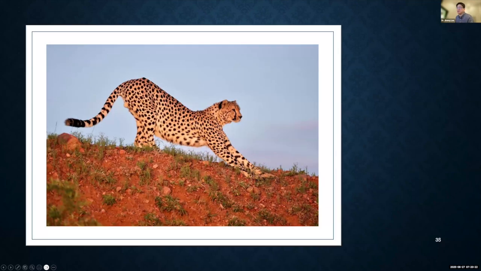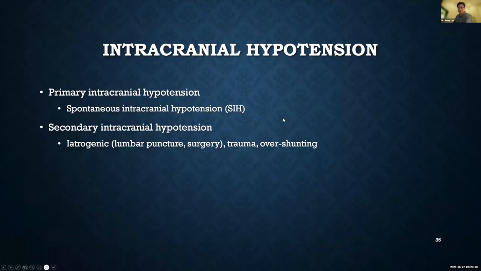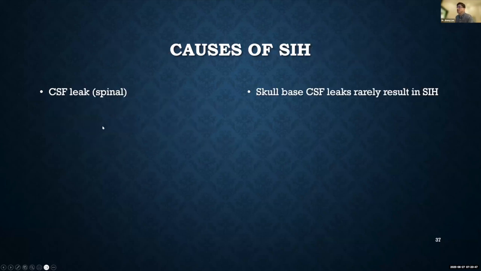So this is basically the first part of the talk, and we're going to the second part, which is intracranial hypotension. You can also think of primary and secondary. Primary intracranial hypotension is also called spontaneous intracranial hypotension, or SIH. Secondary intracranial hypotension can be iatrogenic, from LPs, surgery, trauma, or over-shunting. Now, essentially, you can think of the cause of SIH as a spinal leak. Interestingly, as I mentioned earlier, scalp-based CSF leaks rarely result in SIH symptoms. They're typically secondary to intracranial hypertension.